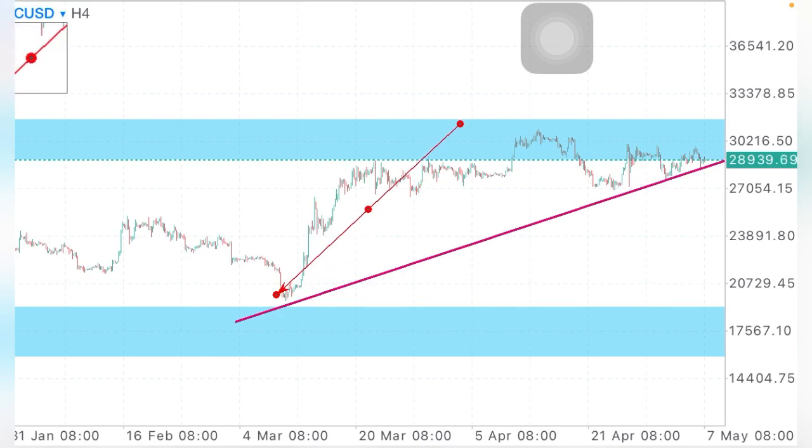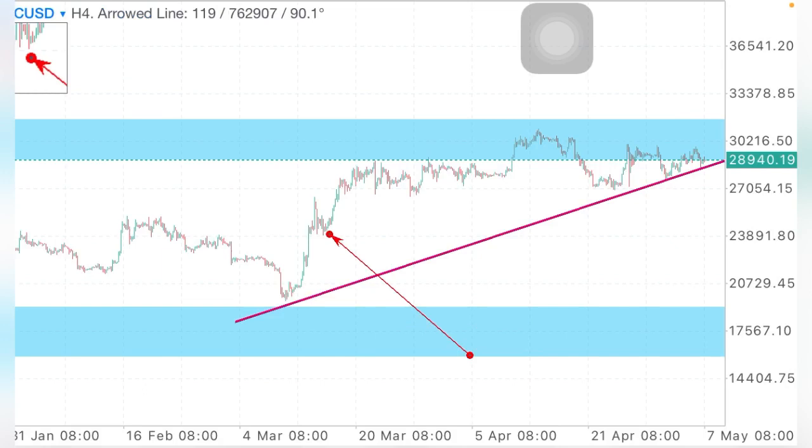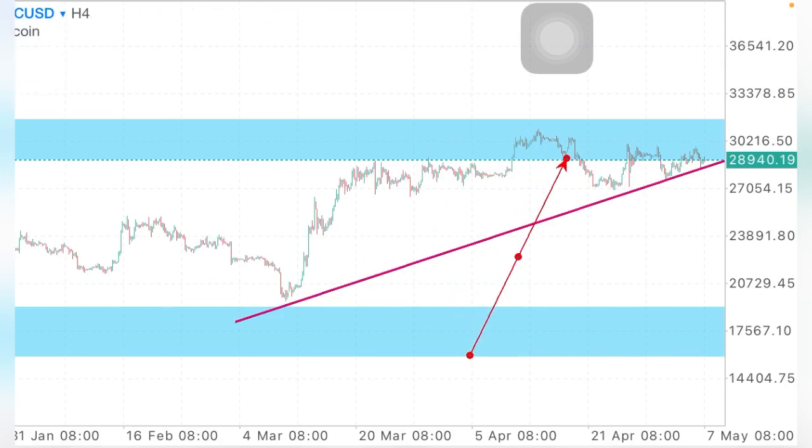Okay, the market is respecting here, and it is equally respecting here. Let me show you what I mean. It's equally respecting this place where this arrow is pointed. Right, so it's not breaking it.